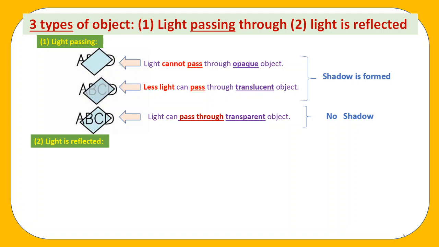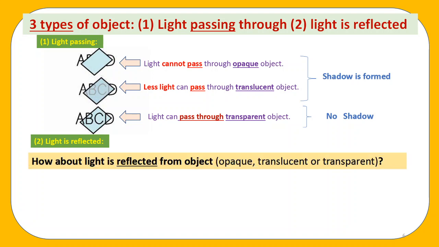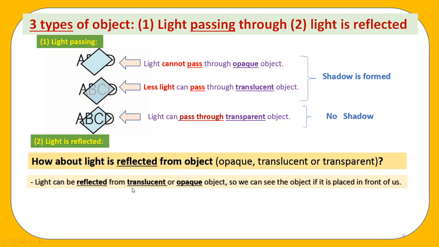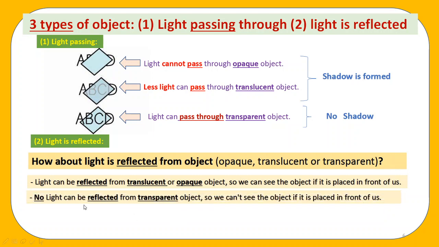How about the light reflected from the objects? Let's say a sheet of paper as mentioned earlier. If it is translucent or opaque, light can be reflected from the translucent or opaque objects. So we can see the sheet of paper, or call this object, if it's placed in front of us. If it is transparent, we won't be able to see these sheets of paper because no light can be reflected from a transparent object. So we cannot see the object if it's placed in front of us.